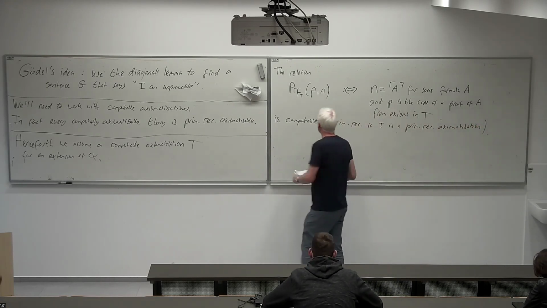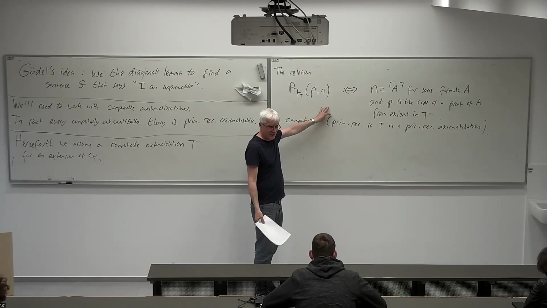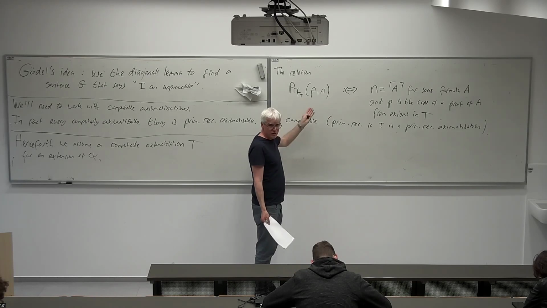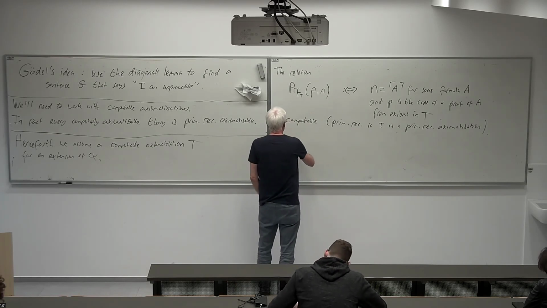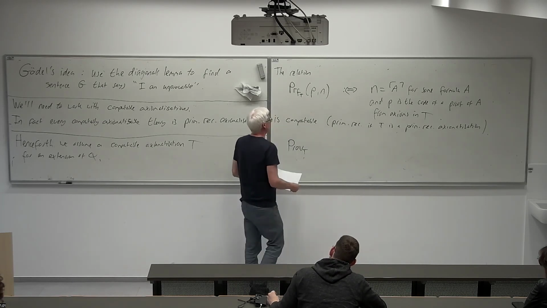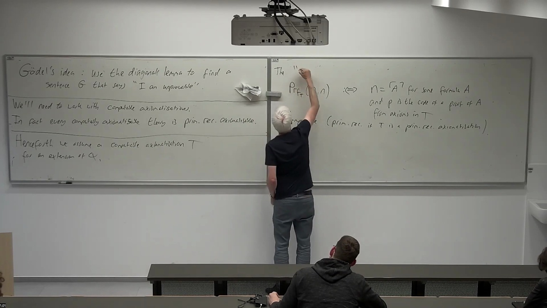Okay, so this is a decidable property, and that's how proof checkers work. You give the formula and the proof, and your proof checker checks that you got the proof right. Then there's the predicate, the provability predicate. This is the proof relation.